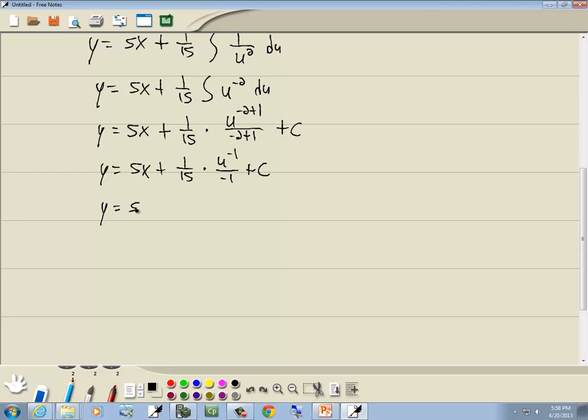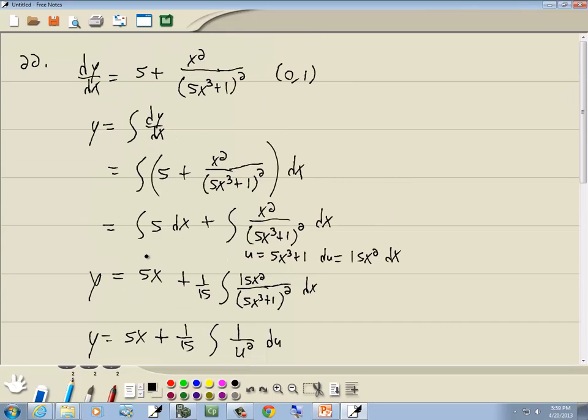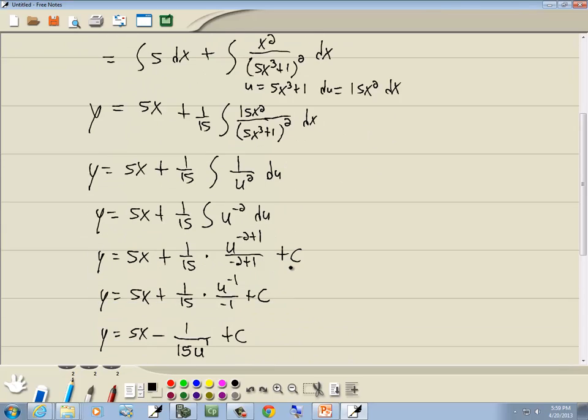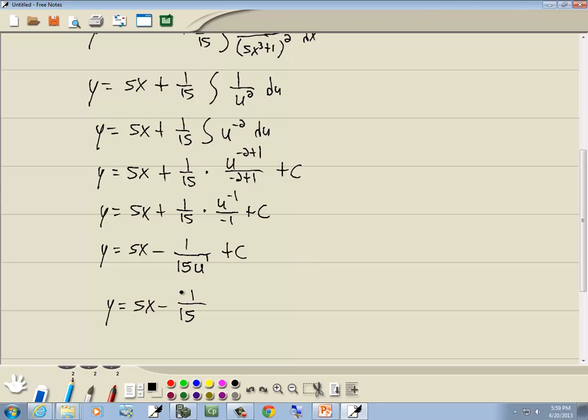Which gives us y is equal to 5x. This negative I can put up on top or out in front. So then 1 over 15, and I took this u to the negative 1 downstairs and it becomes u to the positive 1, plus c. Well, now we're going to plug our u back in. So let's scroll up and see what u was. u, we said, was 5x to the third plus 1. So 5x to the third plus 1, plus c.